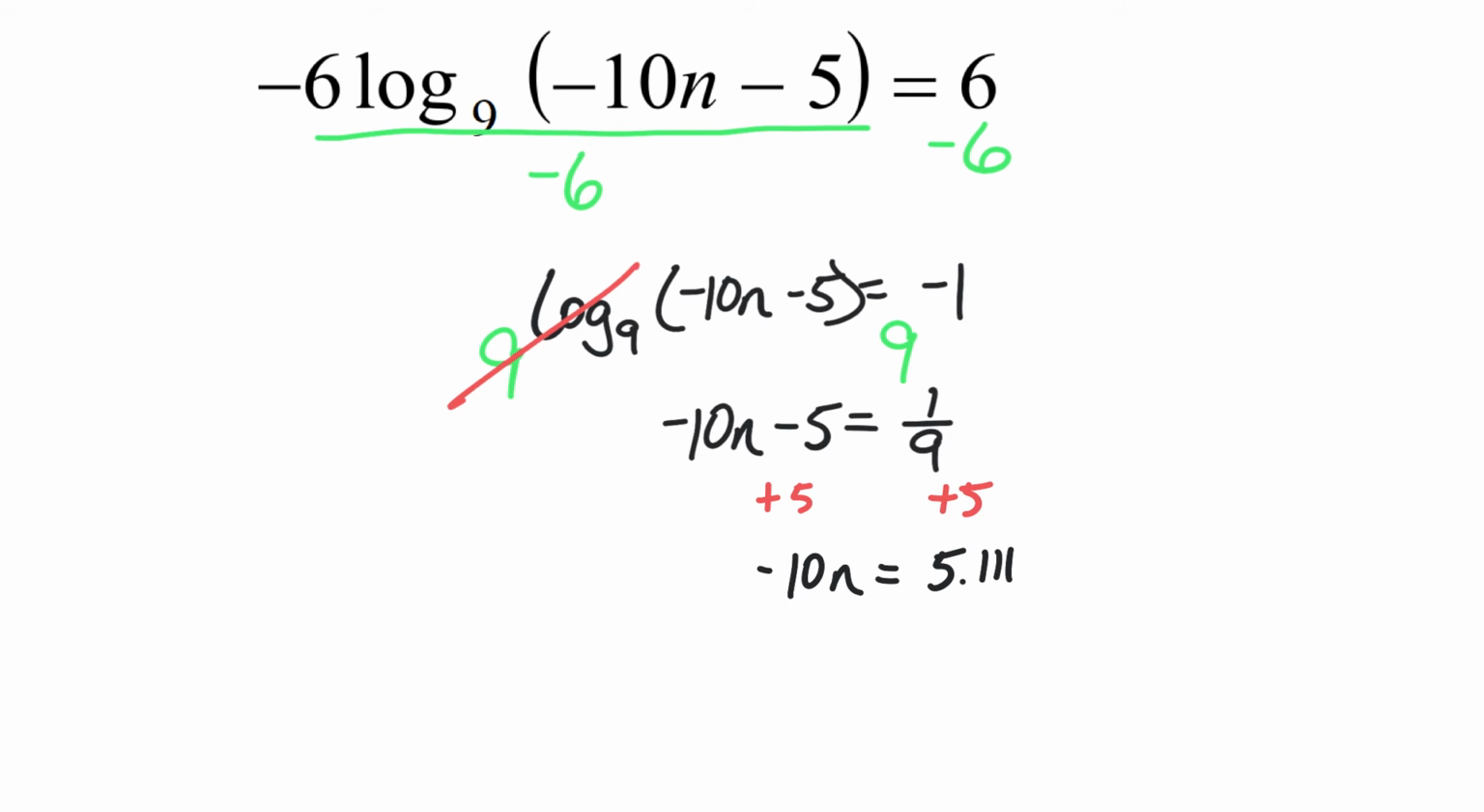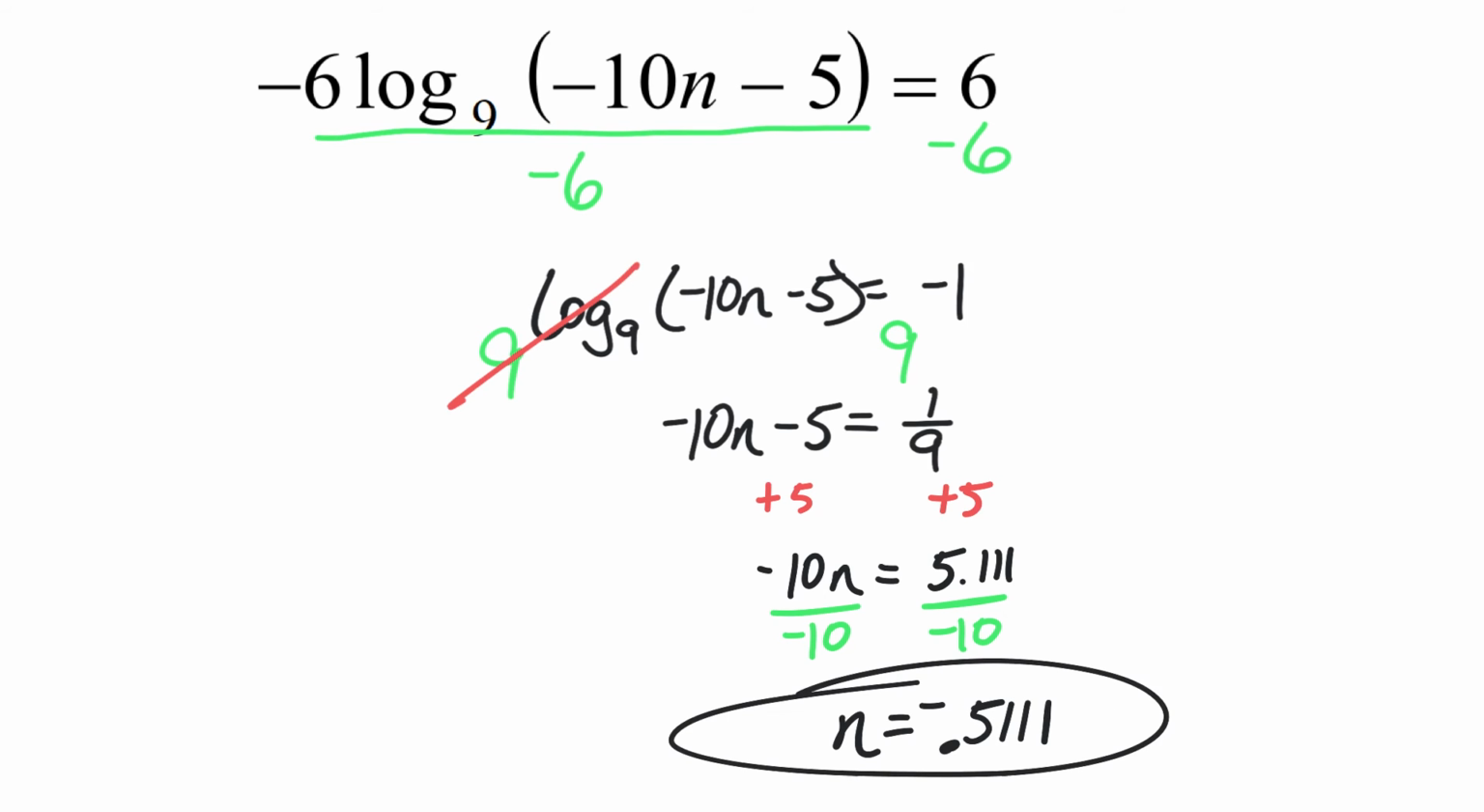And lastly, we divide by -10. And we get n equal to -0.51 repeated. Remember, when you divide by 10, you're basically just moving the decimal place to the left 1 unit. It's like when you multiply, you move the decimal place 1 unit to the right. When you divide, you move it 1 decimal place to the left.